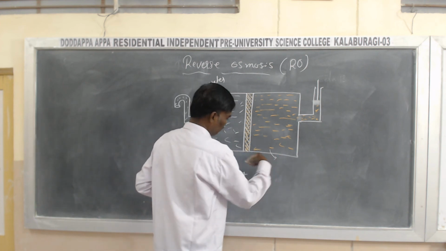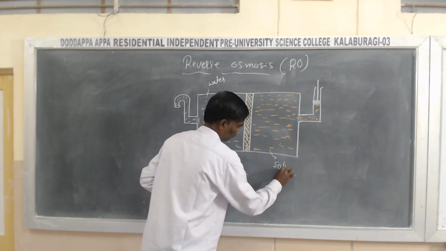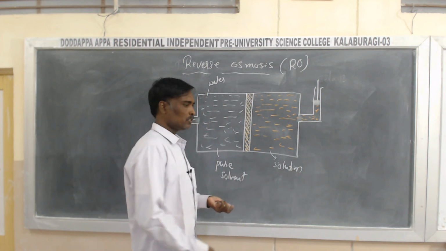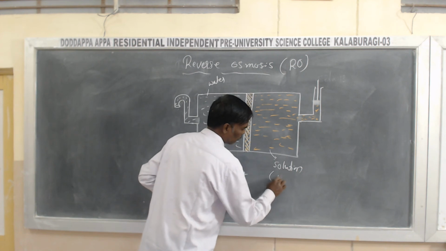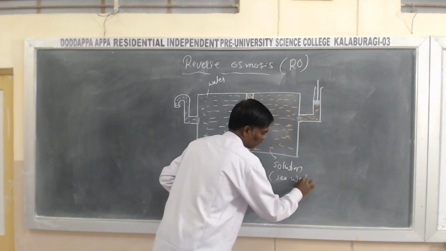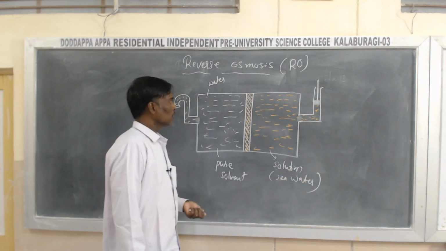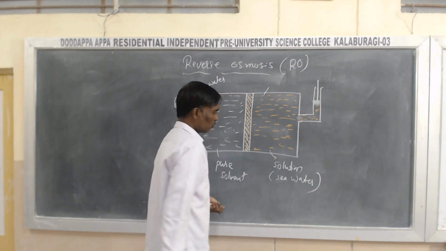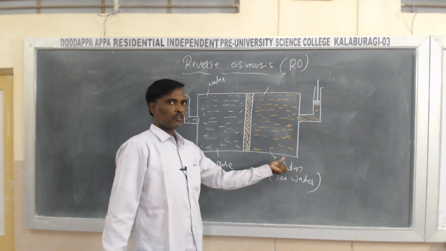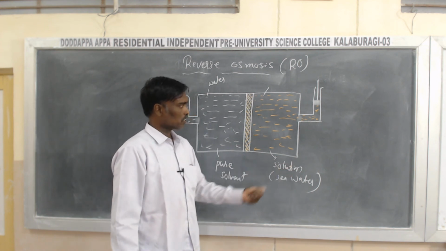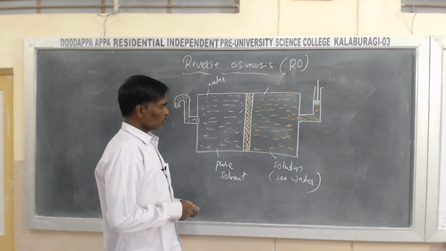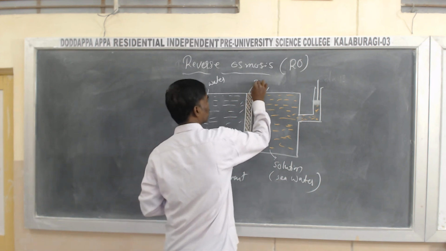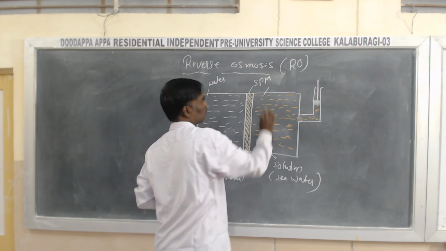this one is a solution, or a salt solution, or it is mixed with sea water. Yes, it is sea water. Okay. So here is simple water, and this is sea water, a solution of salt mixed with other salts. Now these two solutions are separated by a semi-permeable membrane, SPM. This is the semi-permeable membrane.